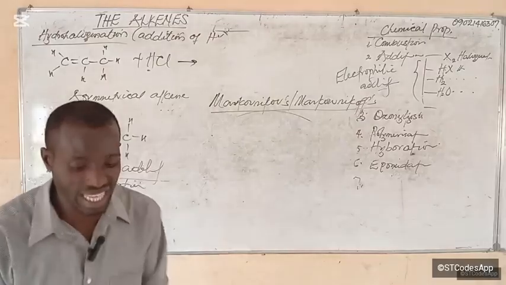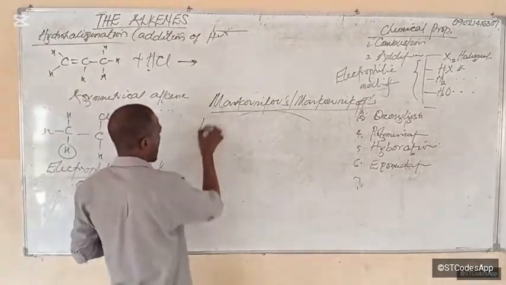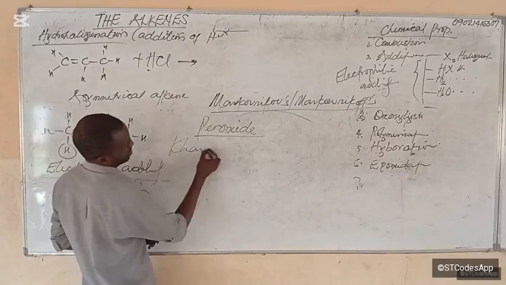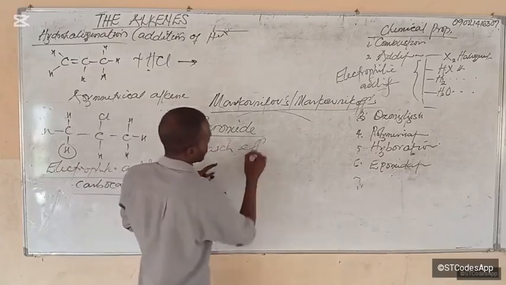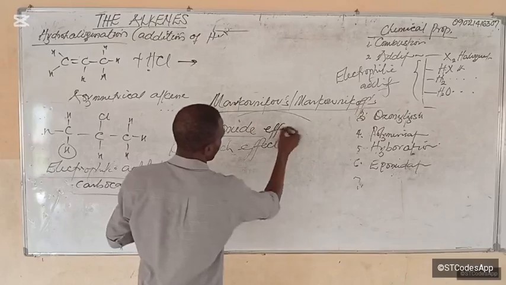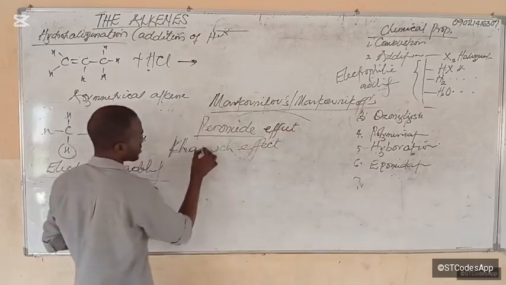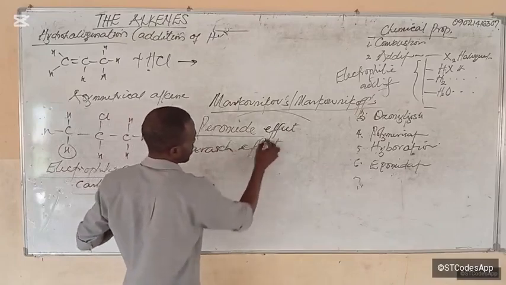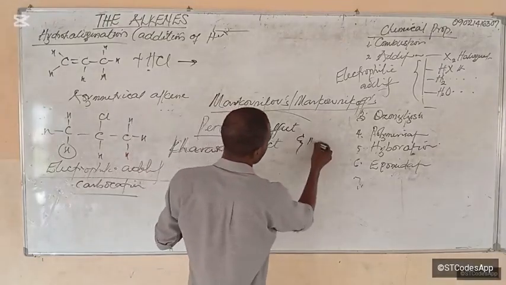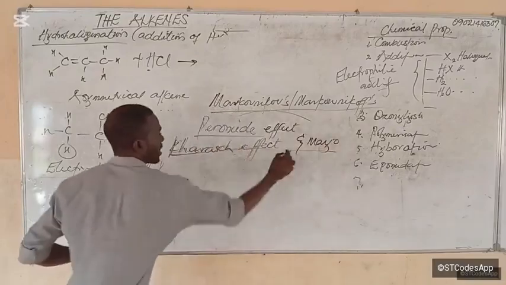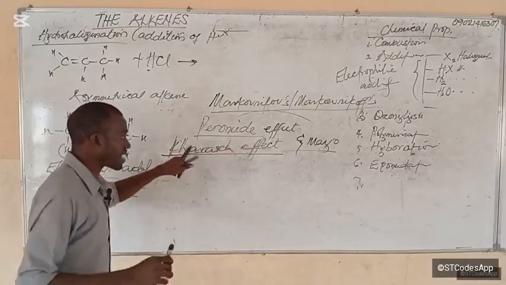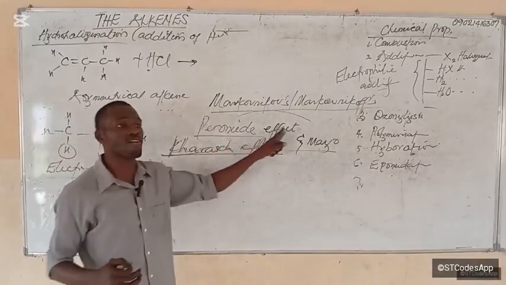The anti-Markovnikov product says that in the presence of a peroxide, it was proposed by Kharasch, so that's why it's called the Kharasch effect. It's called the peroxide effect or the Kharasch effect. There were 2 scientists that came together, Kharasch and Mayo, so we call it the Kharasch and Mayo effect.